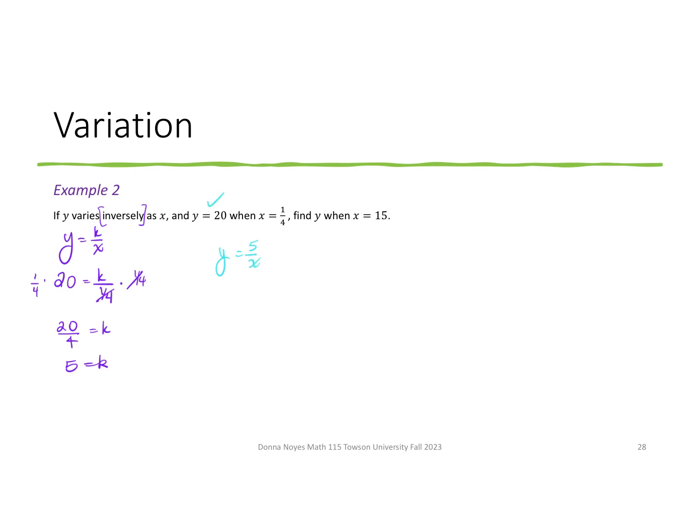So we've gotten those two taken care of. Now we want to find out when x is 15. So y equals 5 over 15, and y is 1 over 3.